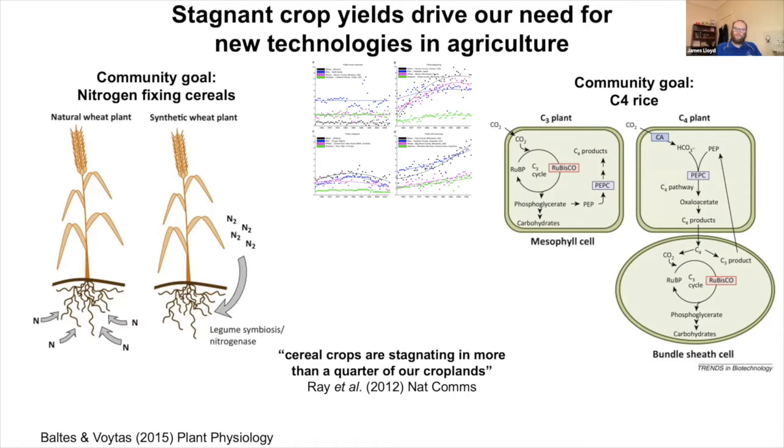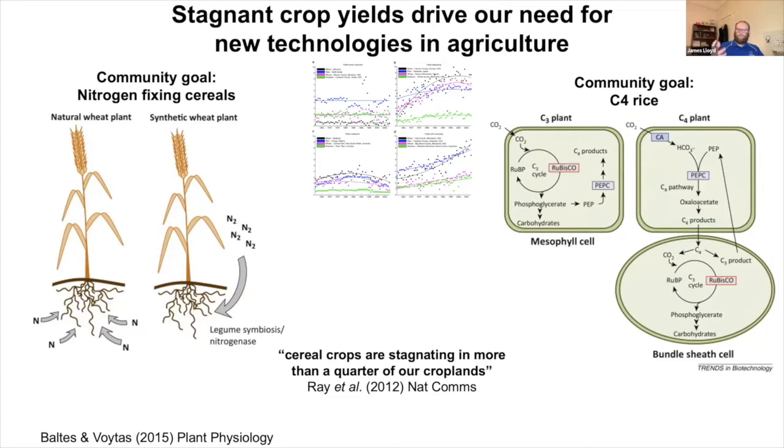Another case would be C4 rice. As I'm sure many of you know, there's C3 photosynthesis and then a more productive C4 photosynthesis, particularly at higher temperatures. And rice, one of the major cereal crops, does not use C4 photosynthesis. To engineer that into rice would require both biochemical changes in metabolism as well as developmental changes, and then also to separate the biochemical pathways into different cell types in a way that does not occur naturally in rice, which is C3. And so again, we need really complicated spatiotemporal control over gene expression.